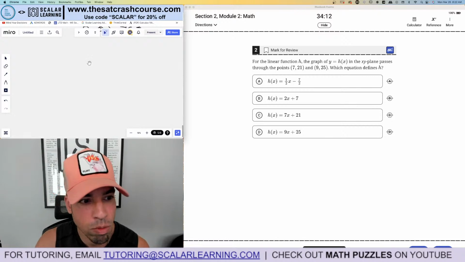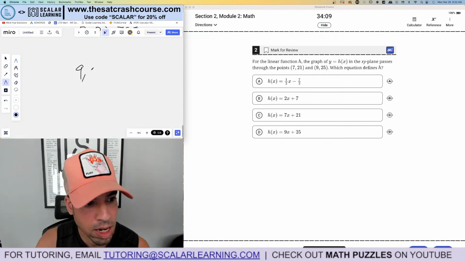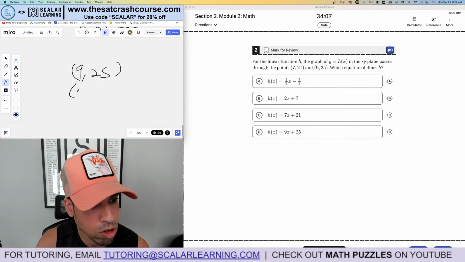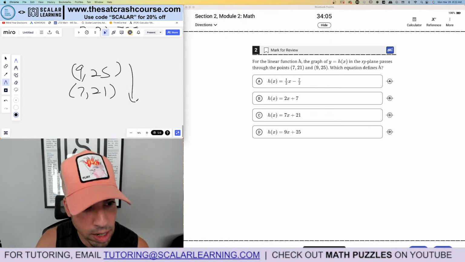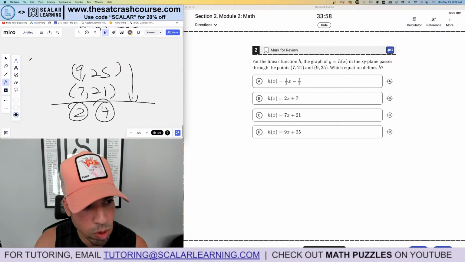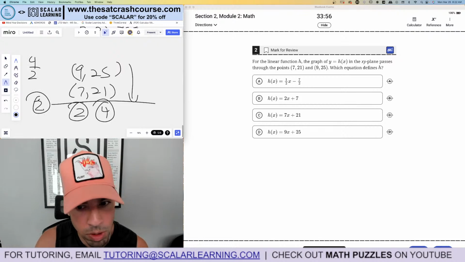All right, so let's get the slope. We're going to stack the coordinates. We got 9, 25. This is how I like to calculate slope. I like to stack the coordinates, and then I subtract down, and I do the difference of the y's. 25 minus 21 is 4. Difference of the x's, 9 minus 7 is 2, and then it's rise over run, 4 over 2. So we know we have a slope of 2.